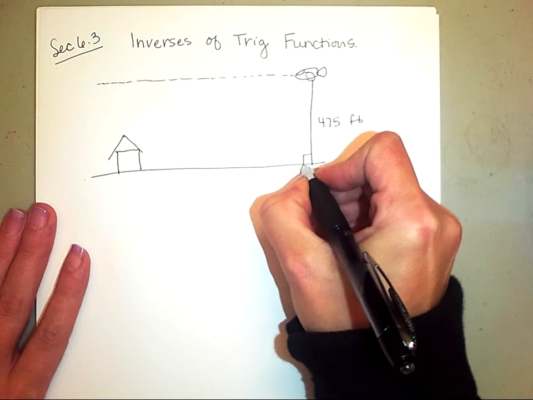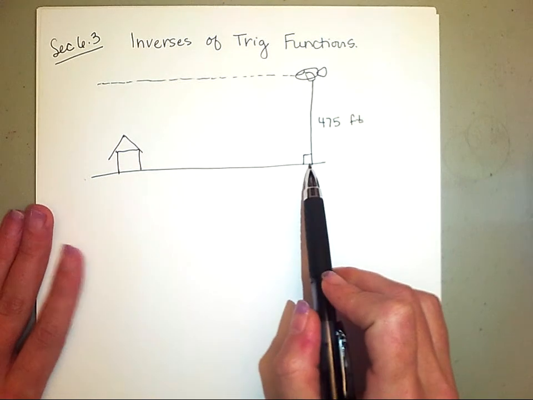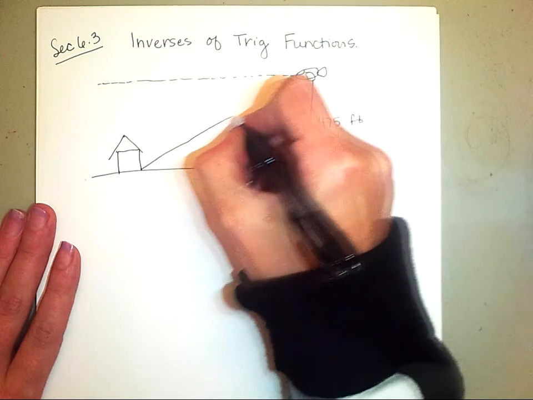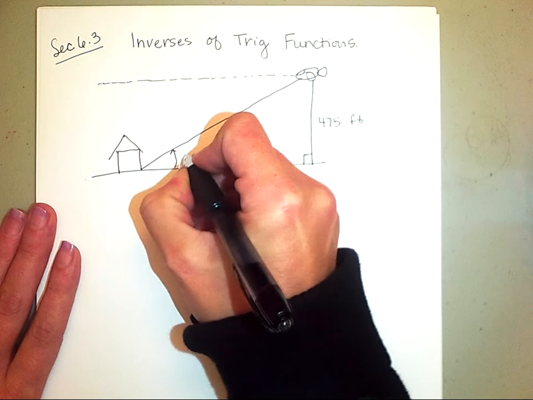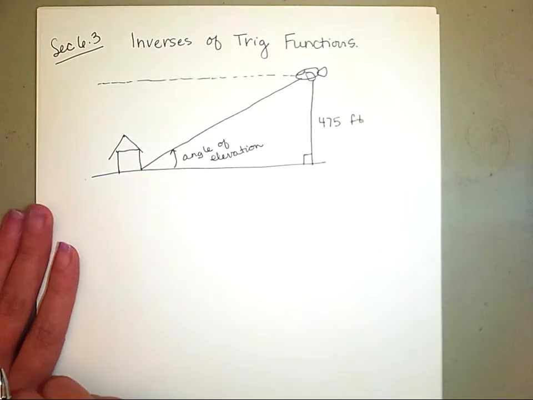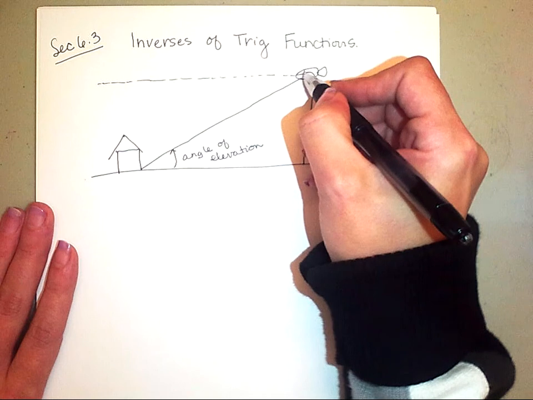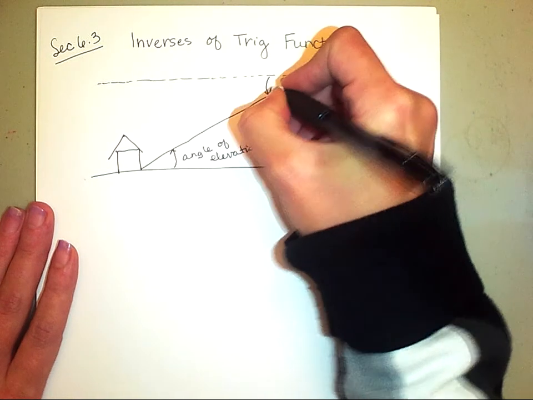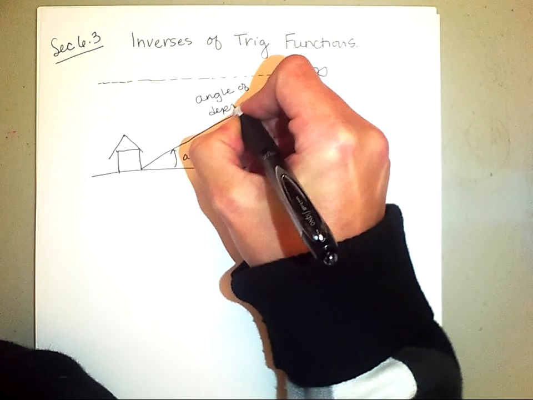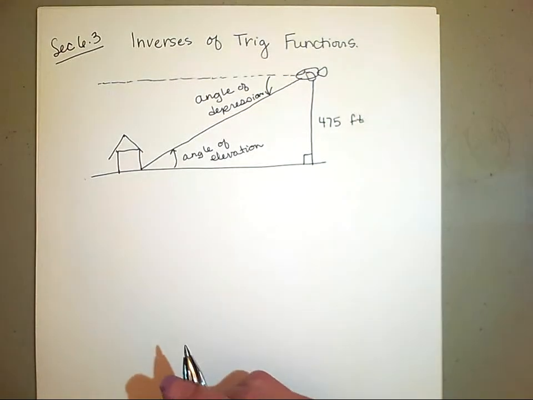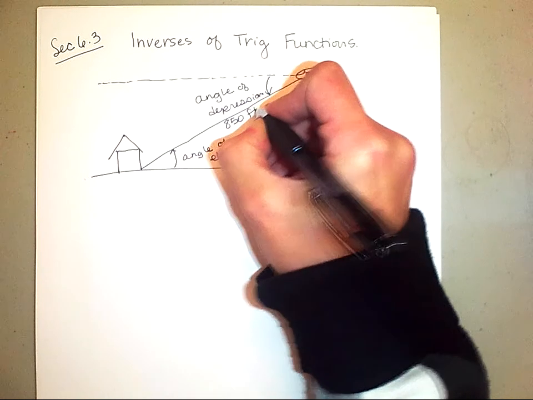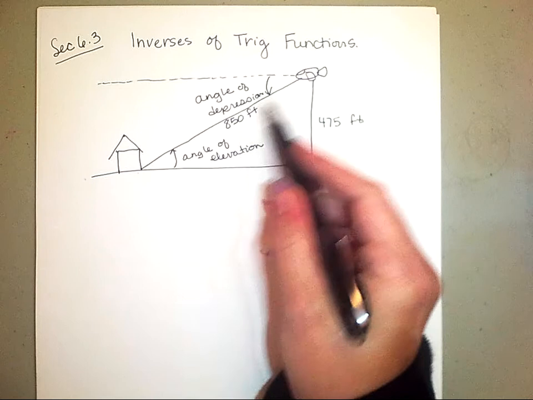Now we're going to make the assumption that the ground is flat, and so we can put in a right angle here. Now, someone at the house could be looking up at the airplane. And this would be an angle inside of here, and this would be an angle of elevation. Now, similarly, the person in the plane could be looking down at the house, and that's another angle that's right here. And this is known as the angle of depression. And let's say that we actually know that this is 850 feet between them, from here to here.